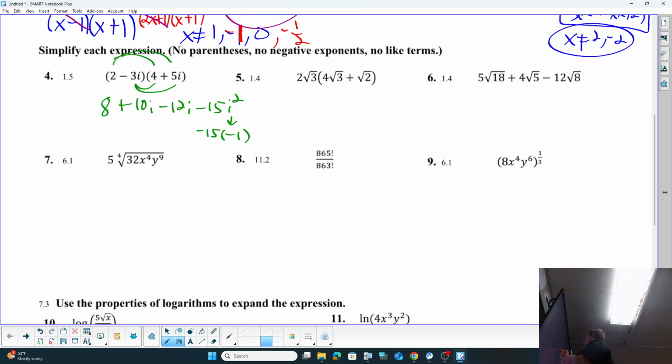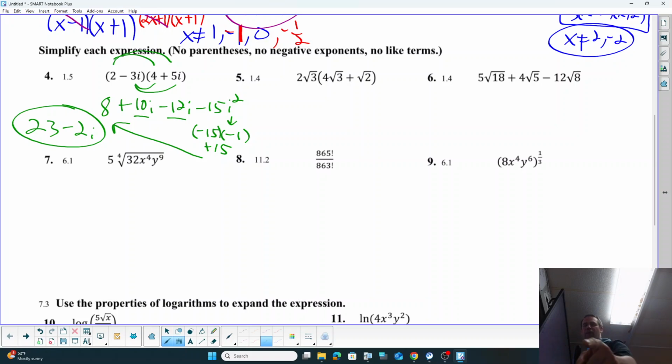And you're going to multiply it with that negative 15. And that's going to become a positive 15. And you're going to add it with the 8. And you're going to get 23. So we get a 23. 10i minus 12i is negative 2i. And there we go. Bada bing, bada bang, bada boom. Remember to pause me during our final exam review.